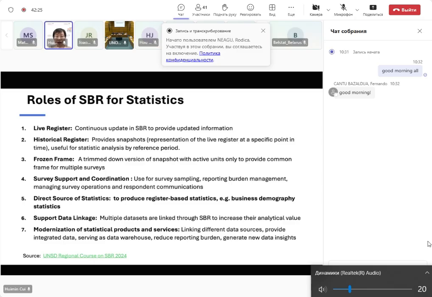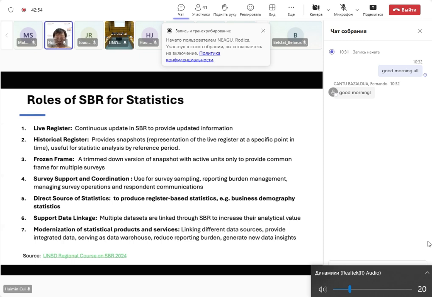In addition, SBR is also used directly for register-based statistics such as business dynamics, birth, death, growth, etc. It supports data linkages because SBR provides a unique identifier for all economic units in the country, so it facilitates data linkages across domains such as business data with trade data, individual data with business data, etc. Later, I'll provide more information in the subsequent slides.